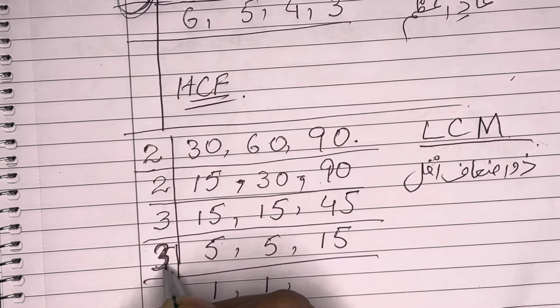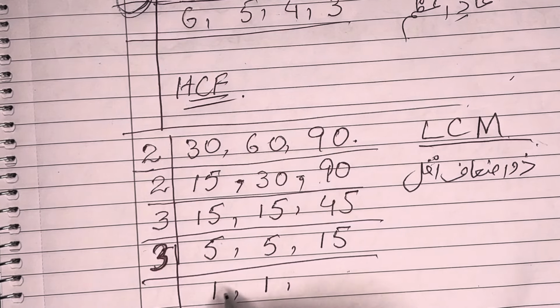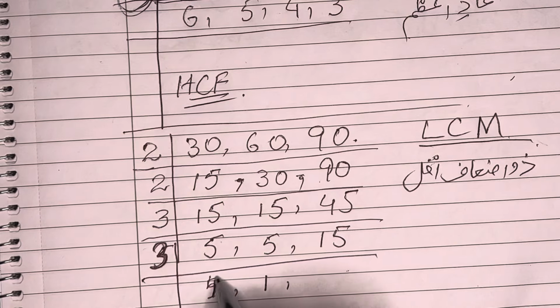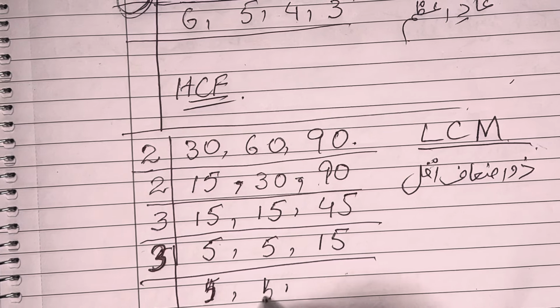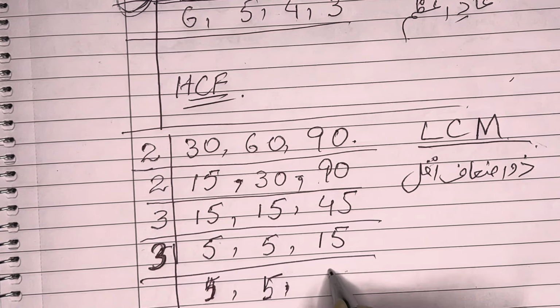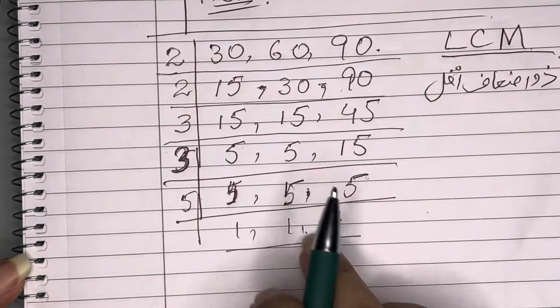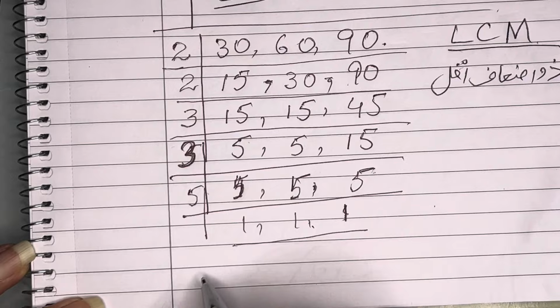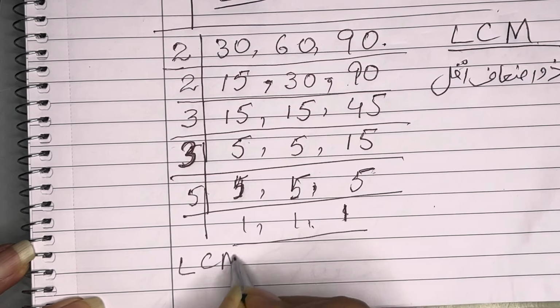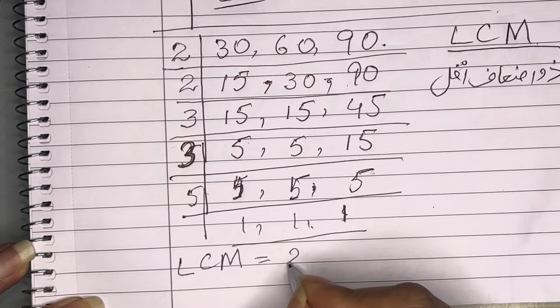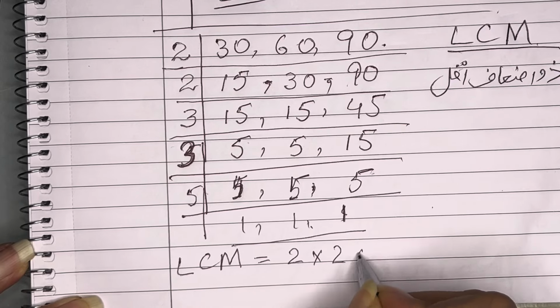Initially I divided by 5, but of course we can go with 3 once again. So 5 will be there as it is, the 5 as it is, and 3 5s are 15. So everything is 5 now. The next prime number is 5. So we will divide everything by 5 until we get 1, 1, 1 in the end.